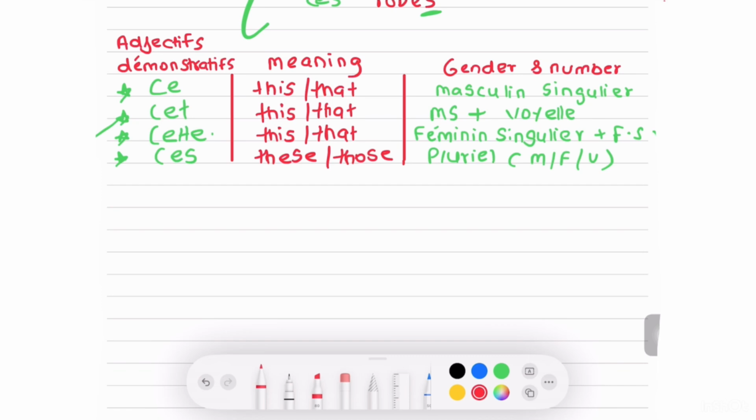And this was our adjectif démonstratif. I hope it is clear to you.